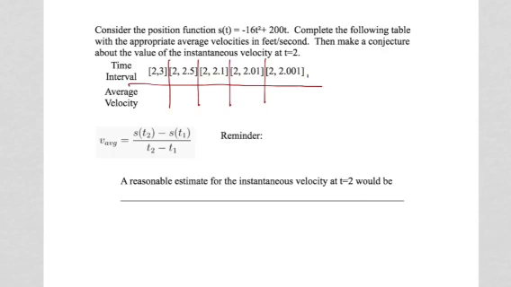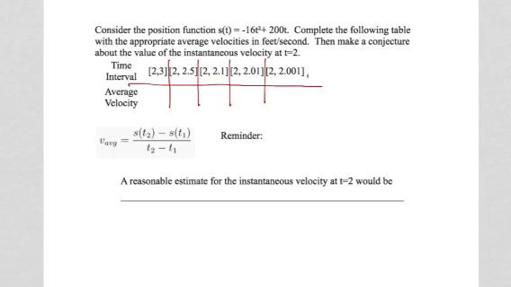All right, so let's look at this particular example. We're going to consider the position function s of t equals negative 16t squared plus 200t. That would be Earth's gravity, the negative 16, and then our initial velocity, 200. So something's moving 200 feet per second, something like that. So complete the following table with the appropriate average velocities in feet per second. Okay, so there's a unit of measurement. Then make a conjecture, which is an educated guess, about the value of the instantaneous velocity at t equals 2. So we want to know how fast is this thing moving exactly 2 seconds after we've launched it.